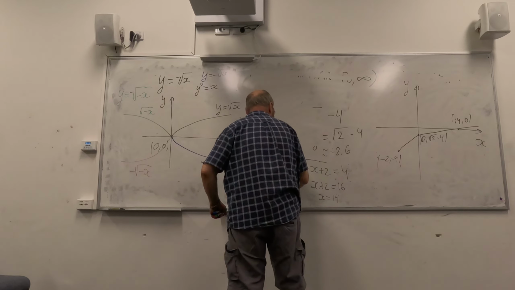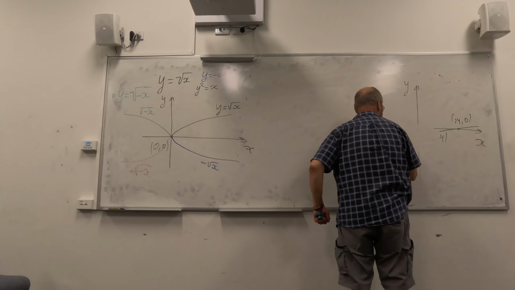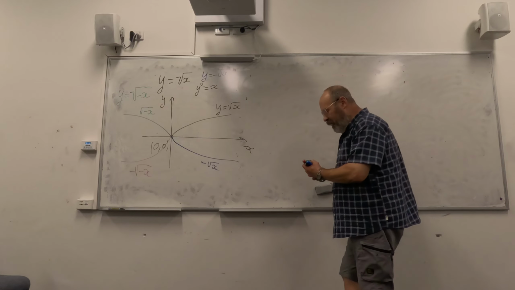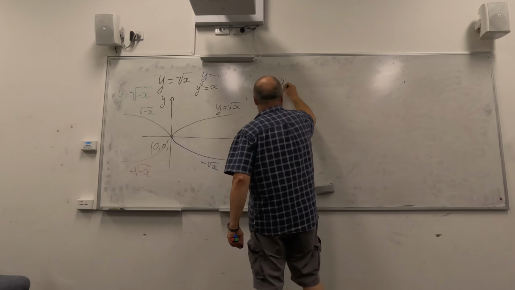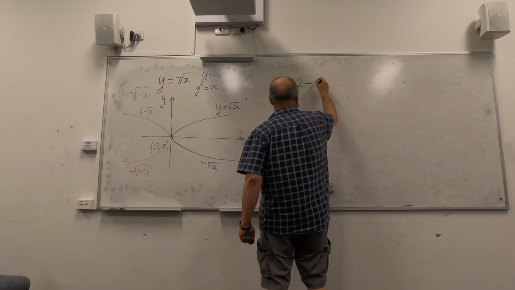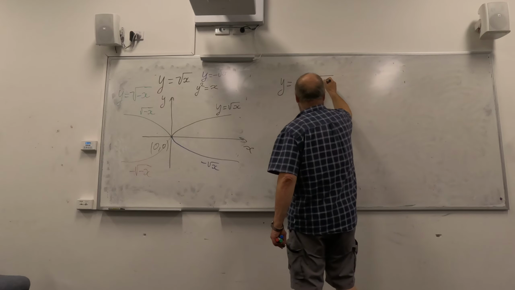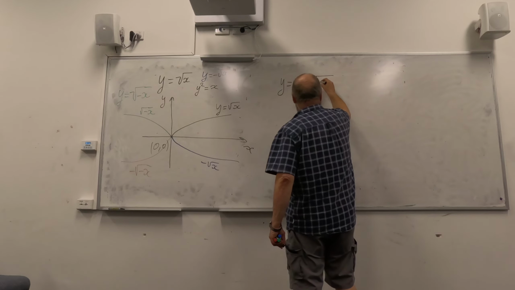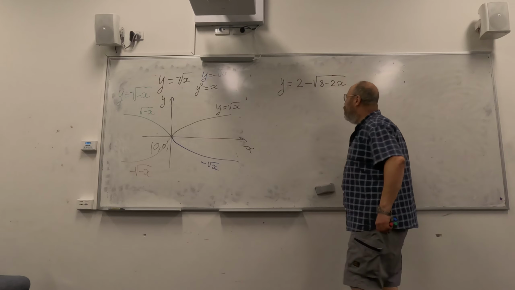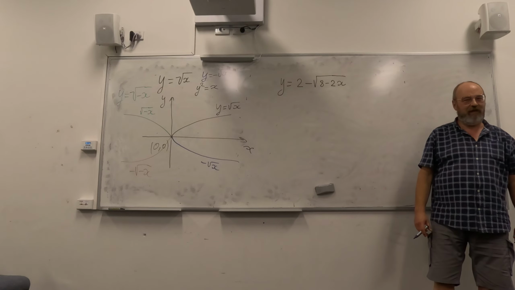Let's sketch the next graph, probably the hardest that a square root graph can be. y equals 2 minus square root of 8 minus 2x.